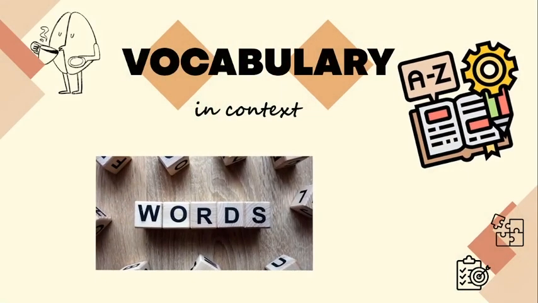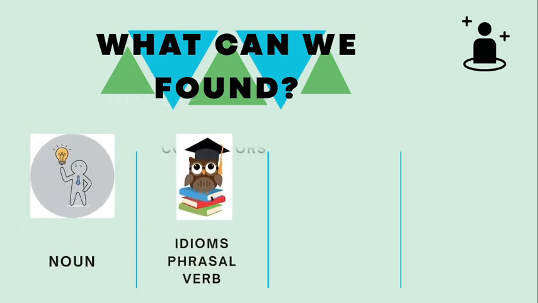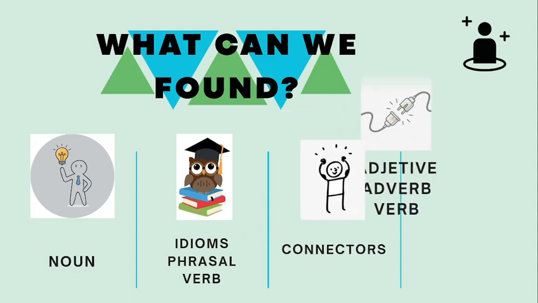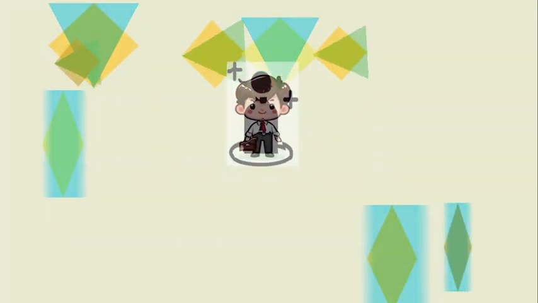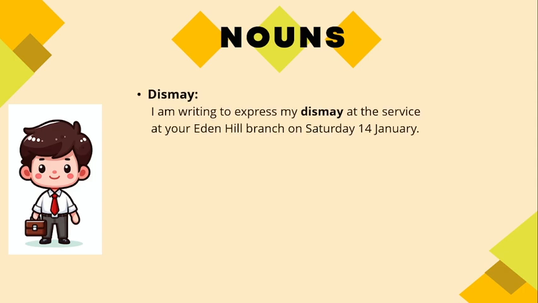Now, vocabulary in context. So, the first question is, what type of vocabulary can we find in this type of text? In a letter of complaint, we find nouns, idioms and phrasal verbs, connectors, adjectives, adverbs, and verbs. In nouns, we have dismay, which means the feeling of despair in the face of obstacles.